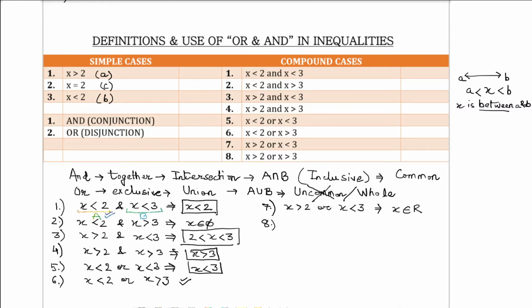The last case here refers to x is greater than 2 or x is greater than 3. Now when we are saying x is greater than 2 or x is greater than 3, which is the bigger set here? The bigger set is the set of those values which cover the larger count of values, which is x is greater than 2.